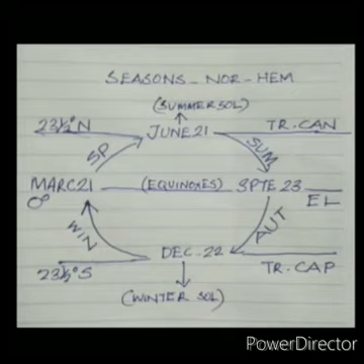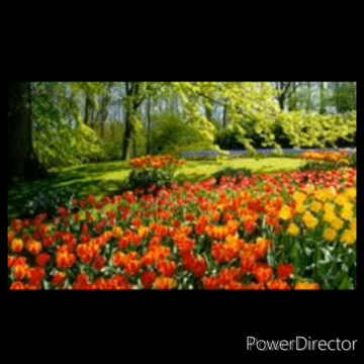From this picture, we can easily find June 21st. Look there, June 21st. It is known as summer solstice. And December 22nd, that is winter solstice. March 21st and September 23rd are generally known as equinoxes. Between 21st March and 21st June, Northern Hemisphere experiences spring season.